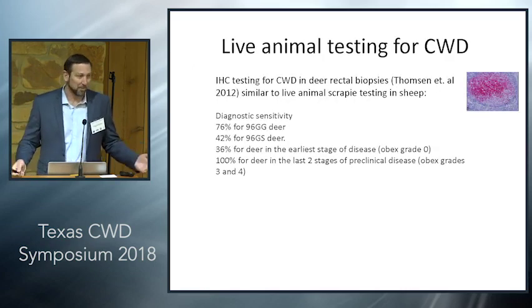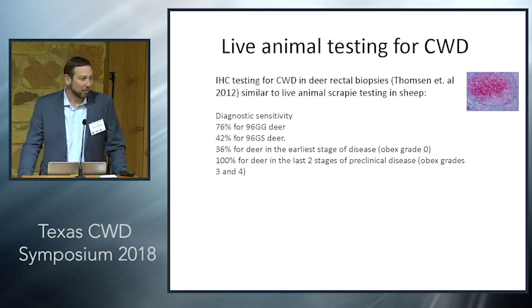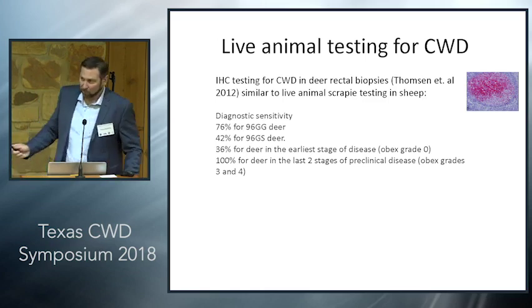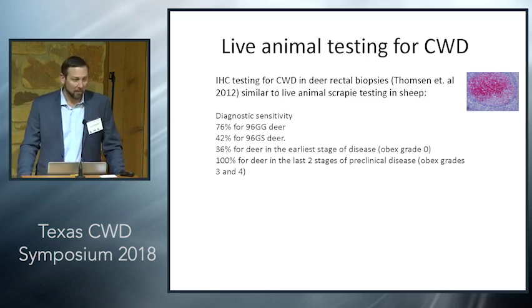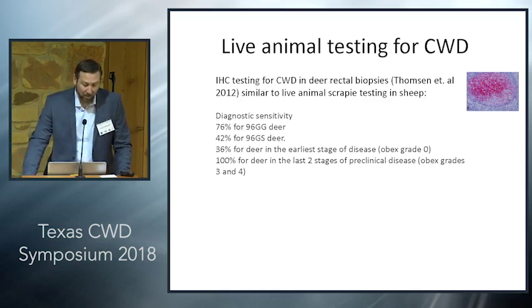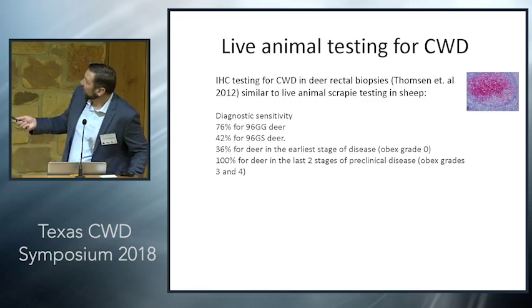So we already have a live animal test for CWD. Why do I want to tell you a bit about how to use amplification tests to improve this? We've been doing this for quite a few years. Not me personally, but labs at Colorado State and the USDA and other agencies have been using rectal biopsy tests and examining them by immunohistochemistry, and tonsil tests here in Texas by immunohistochemistry, and these tests work pretty well. The diagnostic sensitivity in GG deer was 76% in this particular study, and it was actually 100% in animals that were in the later phase of disease.